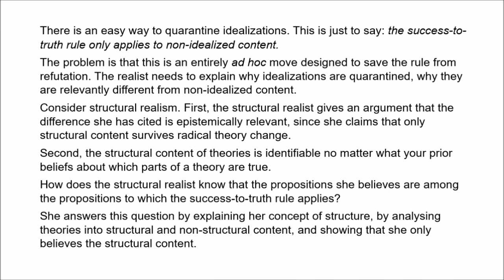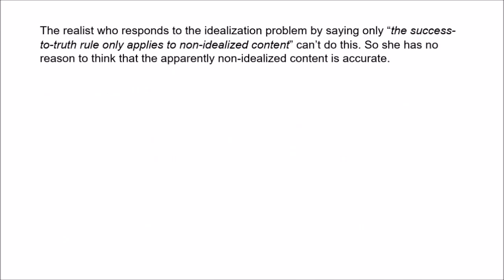Now, take somebody who responds to the idealization argument in the easy way, by just saying simply that the success to truth rule applies only to non-idealized claims. Well, again, how do you know that the propositions you believe are among the propositions to which the success to truth rule actually applies? How do you know that the apparently non-idealized claims are not false in a similar way as idealizations? The realist needs to cite some important difference between idealized and non-idealized claims beyond just the fact that we have independent reason for believing idealizations to be false.